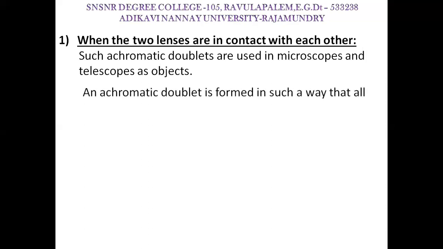An achromatic doublet is formed in such a way that all colors come to focus at one point. Chromatic aberration is due to light: based on the wavelengths of different colors, they are formed at different positions on the axial line. Then we cannot see any object clearly at a fixed point. That type of disturbance is known as chromatic aberration.